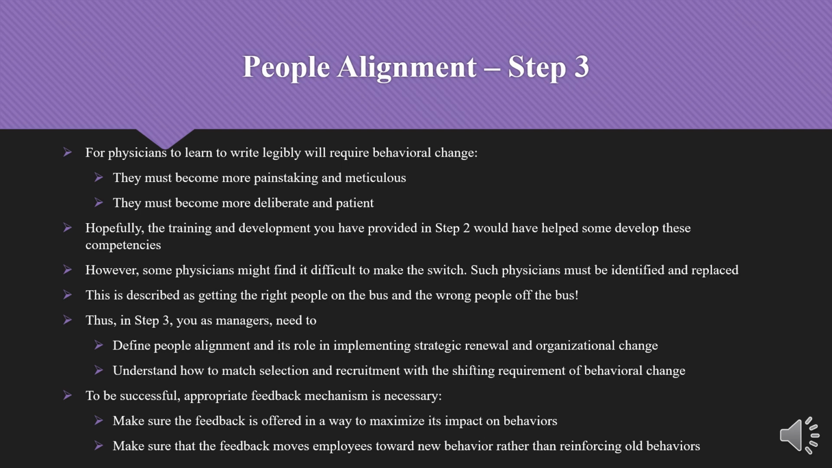Thus, in step 3, you as manager need to do the following: define people alignment and its role in implementing strategic renewal and organizational change. Understand how to match selection and recruitment with the shifting requirement of behavioral change.